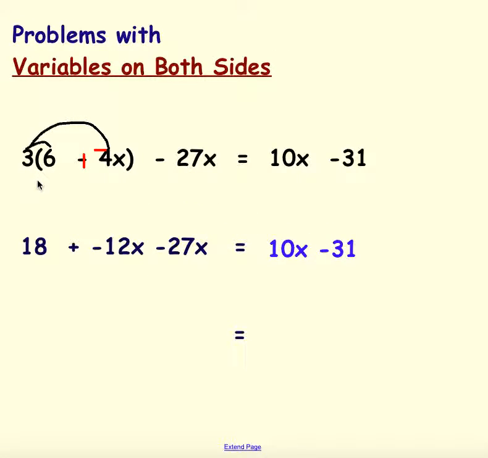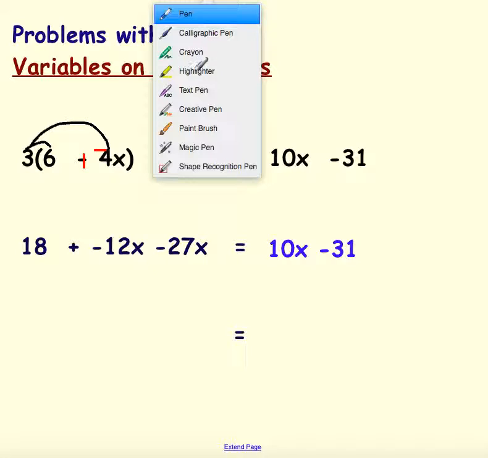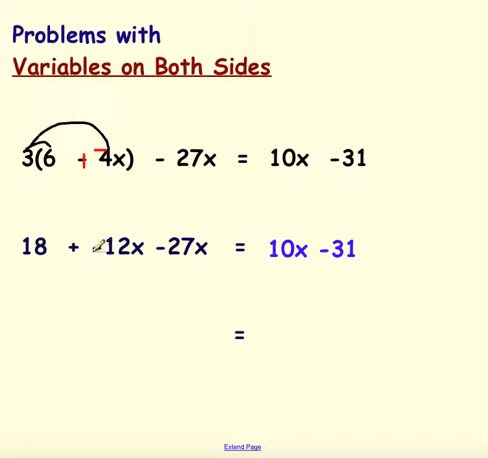So let me make sure I didn't make any mistakes. 3 times 6 is 18. 3 times 4 is 12, but it's negative. And then minus 27x. So the next thing I would recommend is that you combine your like terms right here. I have a negative 12x, and I would consider this a negative 27x. So I'm going to add those. I'm not balancing the equation yet. I'm just going to combine these together.